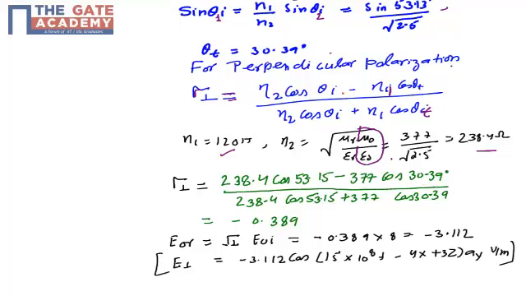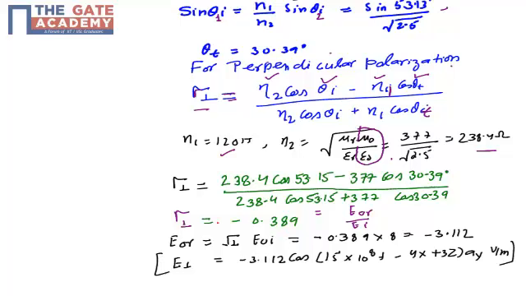Simple calculation. Now we know the angle theta_i, we know the angle theta_t, we already know eta_1, and we have just calculated eta_2. So we can put all these four values in and calculate the reflection coefficient R perpendicular. By putting all these values, we have calculated R perpendicular as minus 0.389. R perpendicular is nothing but E of the other medium upon the incident electric field.